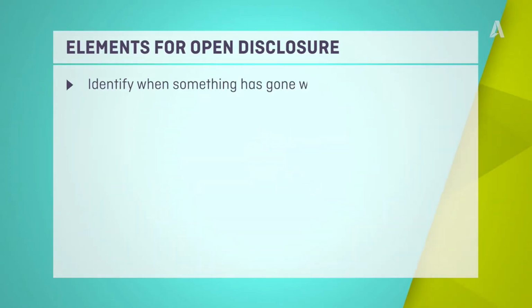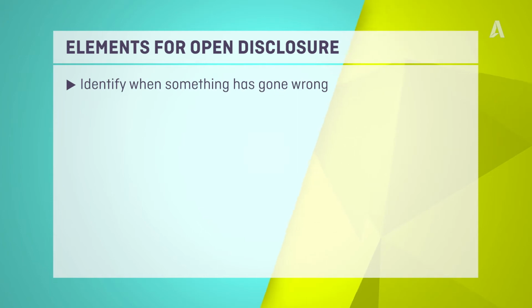There are 5 main elements to an open disclosure process. The first one is identifying when something has gone wrong. And that can occur through a number of different ways. It may be through a complaint or some feedback that's received from a consumer or their family, or it may be through the provider's internal systems, for example, audits, incident reports, or something that's been reported by a staff member.